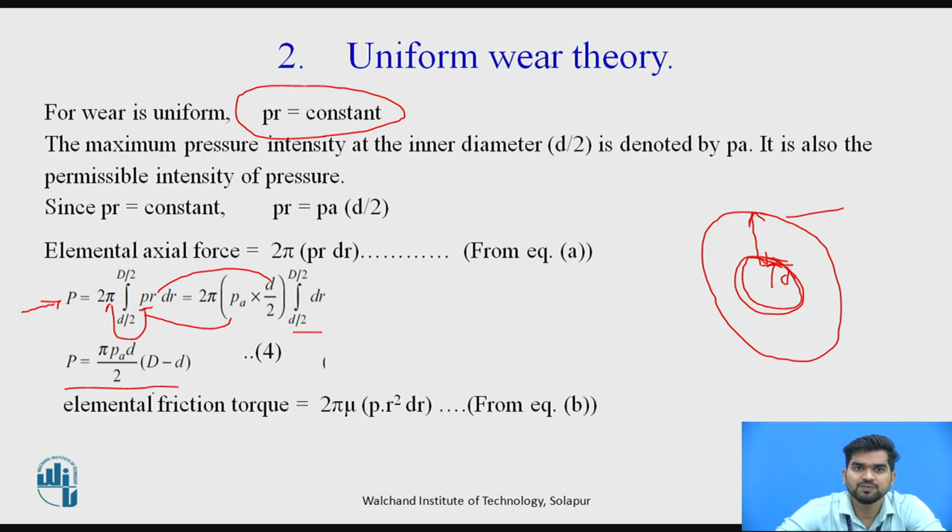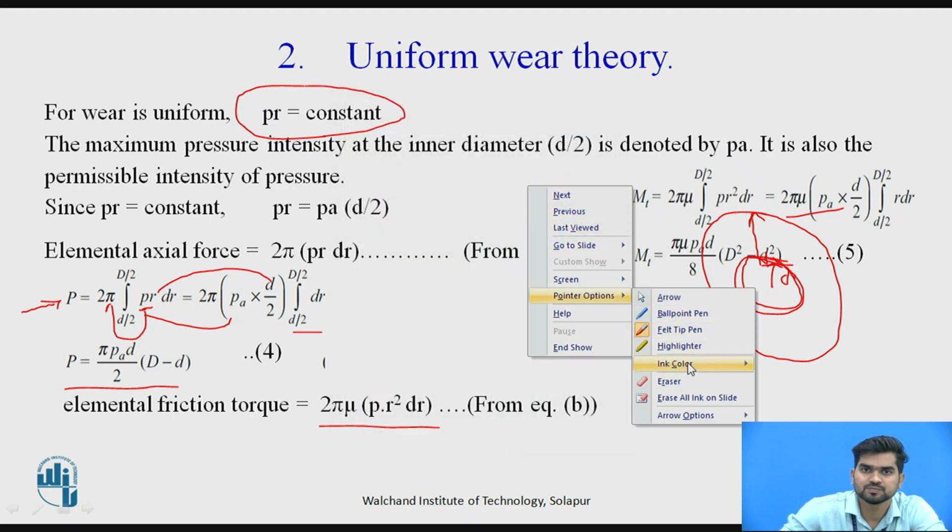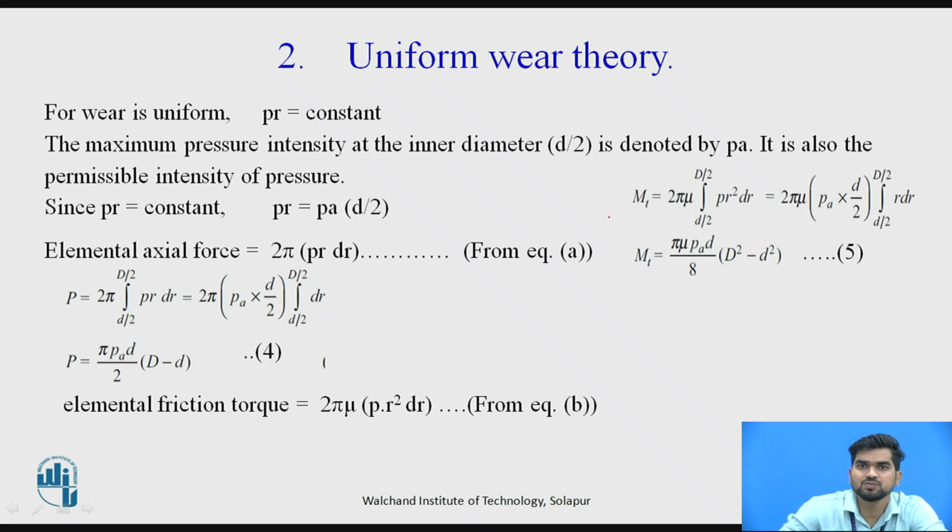Then the elemental frictional torque. The torque is the elemental frictional force into the radius. We already learned this in the uniform pressure theory, so I have written it directly. If any doubt is there, you can see the previous video. That is 2 pi into mu into P R square dr, the elemental frictional torque. Again we need to calculate the total frictional torque by considering the uniform wear theory. Yes, that is the total amount of the torque.